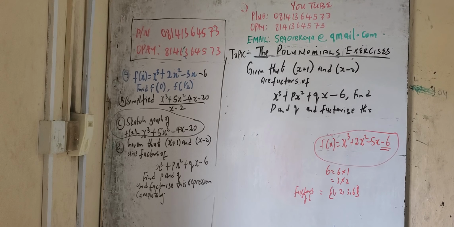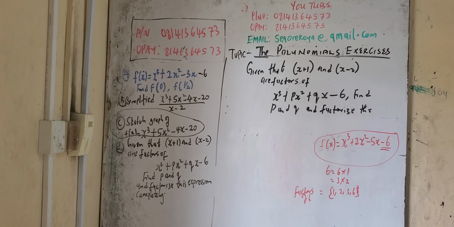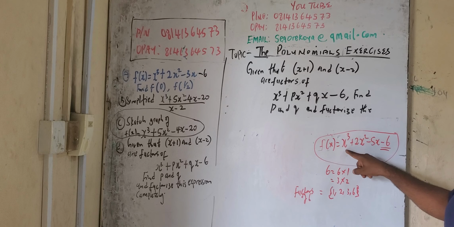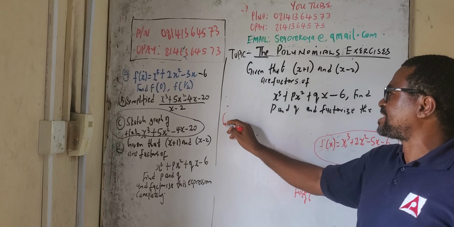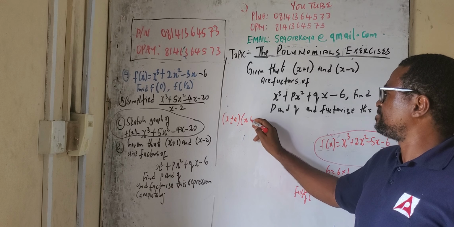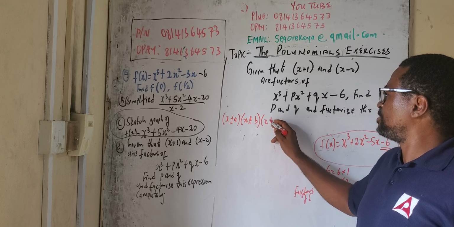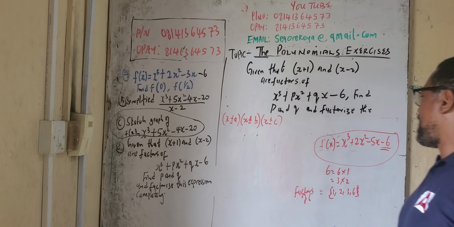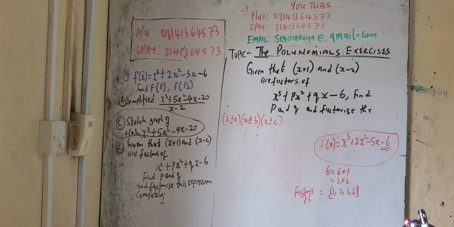So what I'm going to do now, I will now use trial and error to get my factor using the remainder theorem. Since this particular polynomial is of degree 3, it's going to have 3 factors. The factors will take this shape that I indicated the other time: x plus or minus a, x plus or minus b, x plus or minus c. So I will try each of these factors when a is 1.